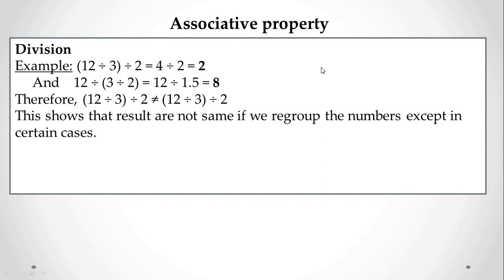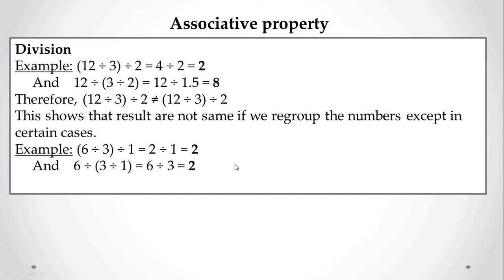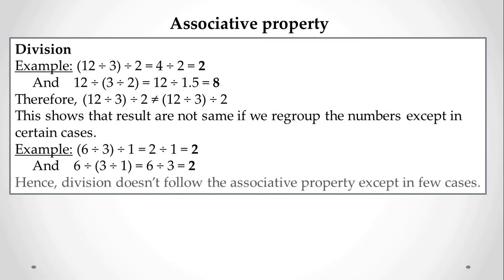This shows that the results are not the same except in certain cases, like 6 divided by 3 divided by 1. So 6 divided by 3 is 2, 2 divided by 1 is 2. If we regroup like that, 3 divided by 1 is 3, and 6 divided by 3 is 2. So in some cases it will be true, but if it is not true in even one case, then overall division is not satisfied under the associative property.